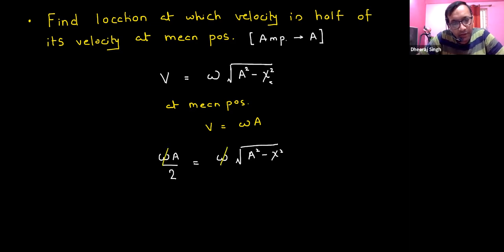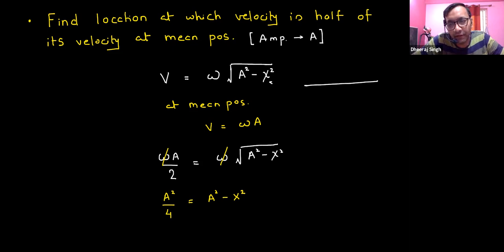Omega gone, it will be a square by 4 equals to a square minus x square. Now you might be aware that the same velocity can be on this side, or this side, this way and that way. So you can have two different values of x for the same velocity because it is symmetrical about the mean position. So before even solving the problem, you should be aware that you will get two values of x, plus and minus. Okay, then you should start solving.